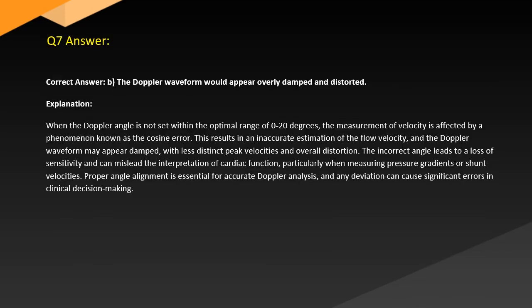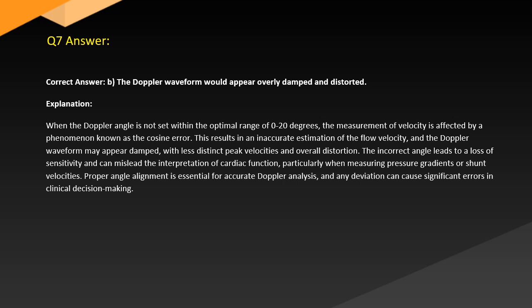Answer. Correct answer. B. The Doppler waveform would appear overly damped and distorted. Explanation. When the Doppler angle is not set within the optimal range of 0 to 20 degrees, the measurement of velocity is affected by a phenomenon known as the cosine error. This results in an inaccurate estimation of the flow velocity, and the Doppler waveform may appear damped, with less distinct peak velocities and overall distortion.